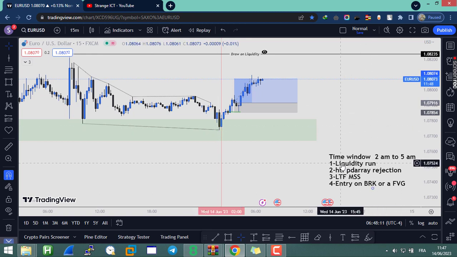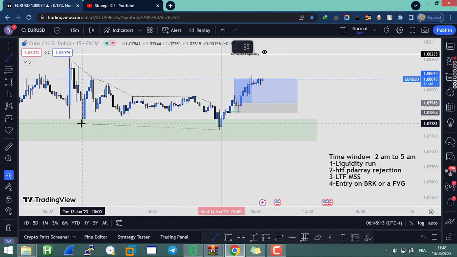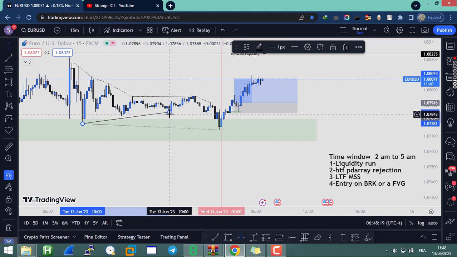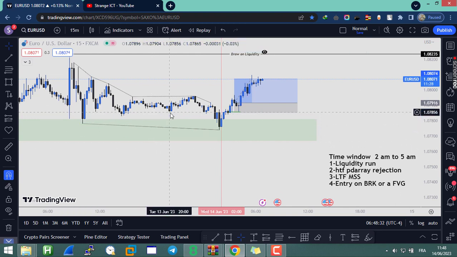Price taking liquidity. Liquidity is this swing right here, or this trend line, because trend lines, retail traders will see them as an opportunity to buy here. So below them, it's only logical to find sell stops, sell side liquidity. All right, so we have taken liquidity. The first condition is checked.